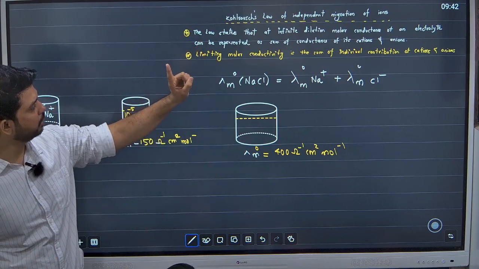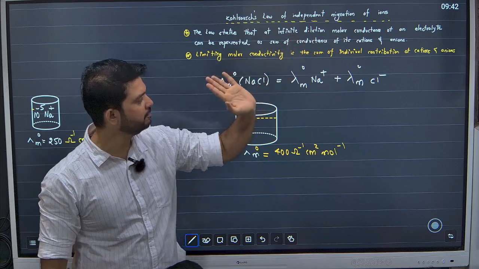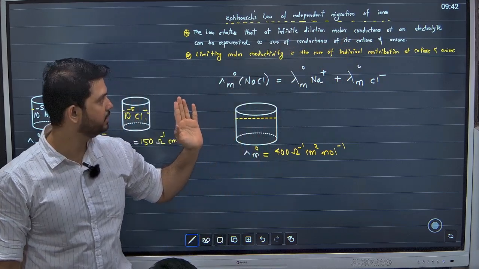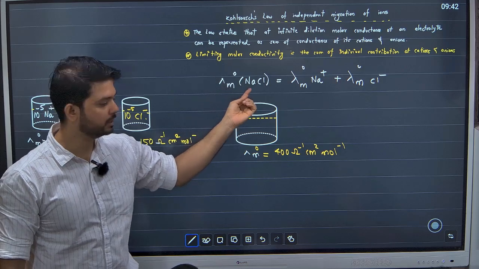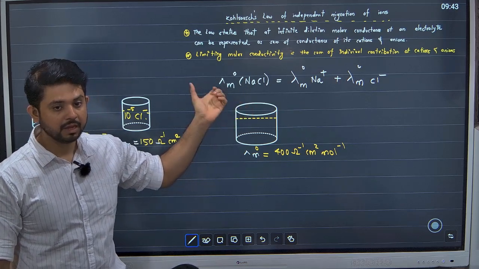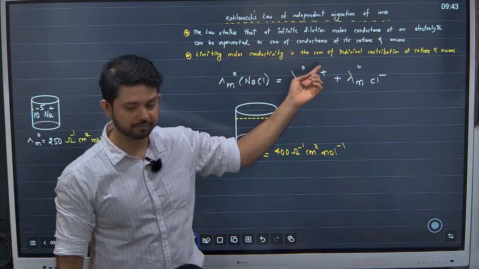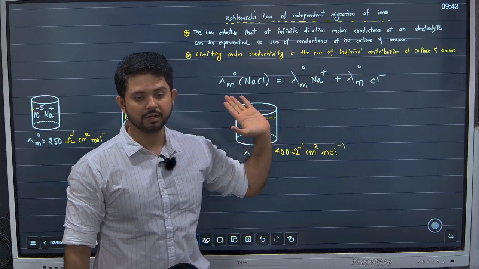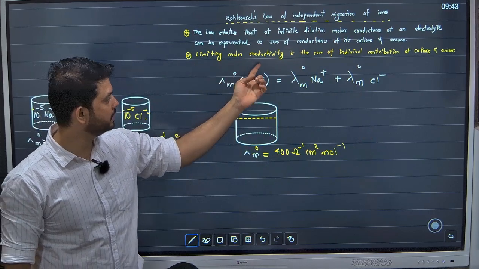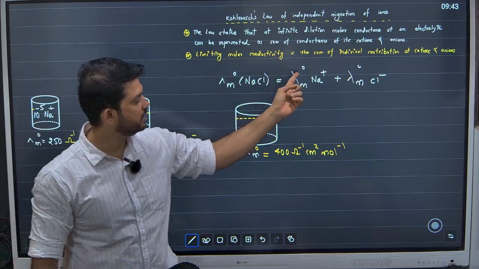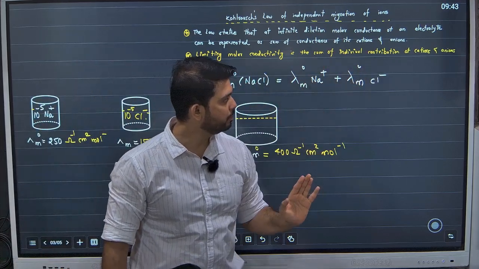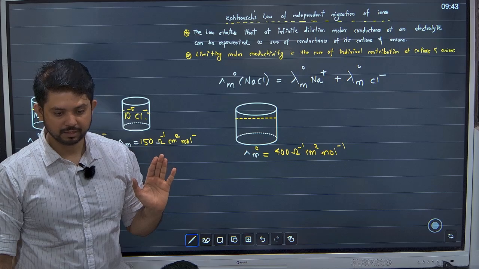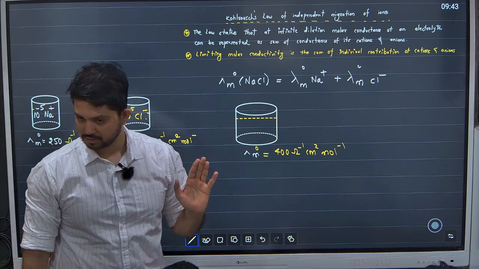Now let's read what the law says. The law states that at infinite dilution, molar conductance of an electrolyte can be represented. So molar conductance, let's say the electrolyte over here is NaCl. It can be represented as the sum of conductance of cation and anion, or the limiting molar conductivity lambda m naught, lambda m infinity, is the sum of individual contributions of cation and anion. Did you people get that? Anyone would understand this? Yes or no?